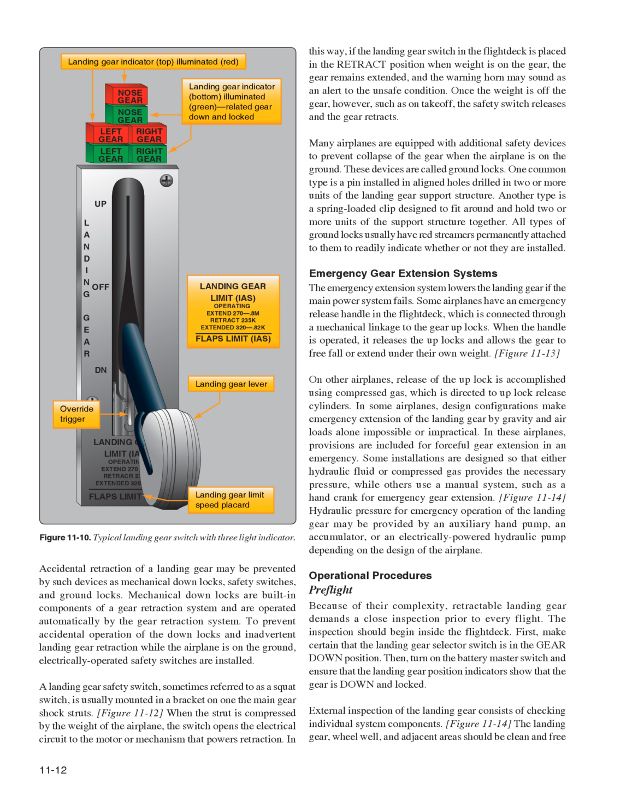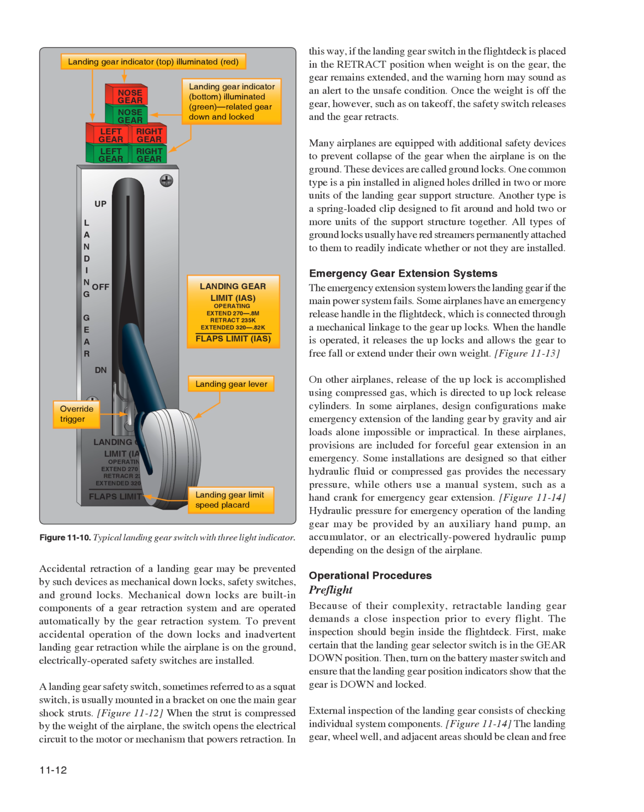Many airplanes are equipped with additional safety devices to prevent collapse of the gear when the airplane is on the ground. These devices are called ground locks. One common type is a pin installed in aligned holes drilled in 2 or more units of the landing gear support structure. Another type is a spring-loaded clip designed to fit around and hold 2 or more units of the support structure together. All types of ground locks usually have red streamers permanently attached to them to readily indicate whether or not they are installed.